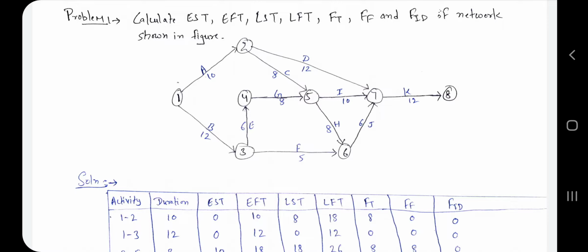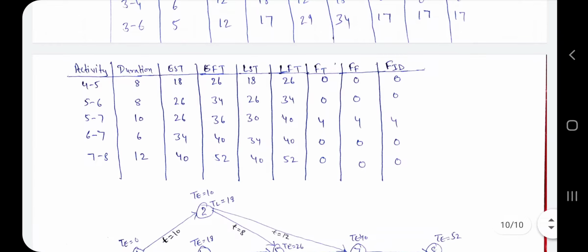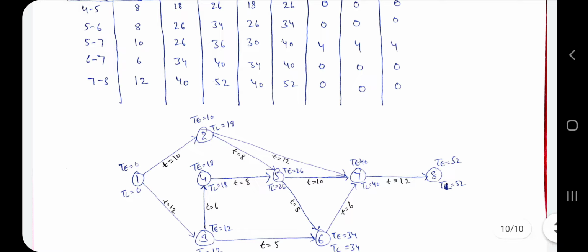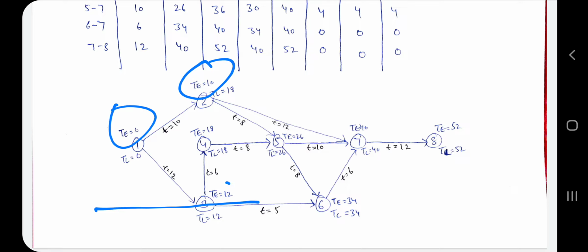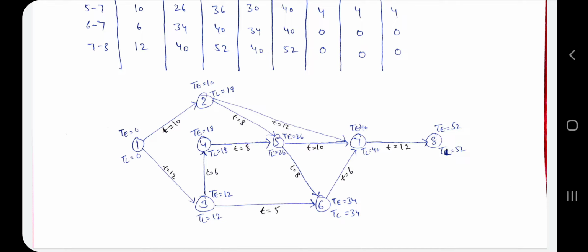So let me show you the final network diagram, because in this I have written the TE and TL values, so you understand how you find them. So here you know TE is equal to 0 because it is the starting point. At 2, TE is equal to 10. First of all you have to find the earliest occurrence time, because for the earliest occurrence time you have to go in a forward direction. After finding this value you have to start from the back side and find the latest occurrence time.